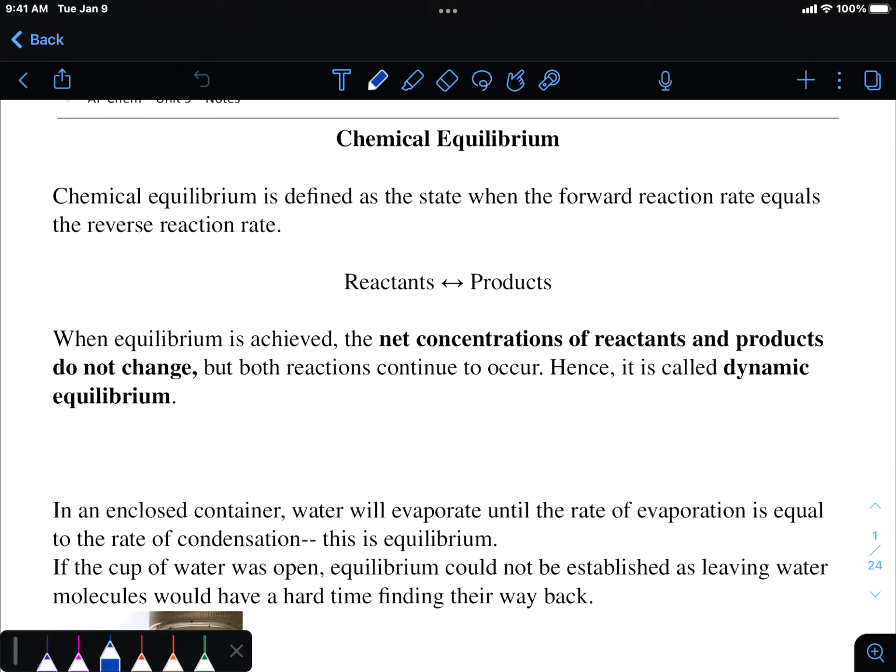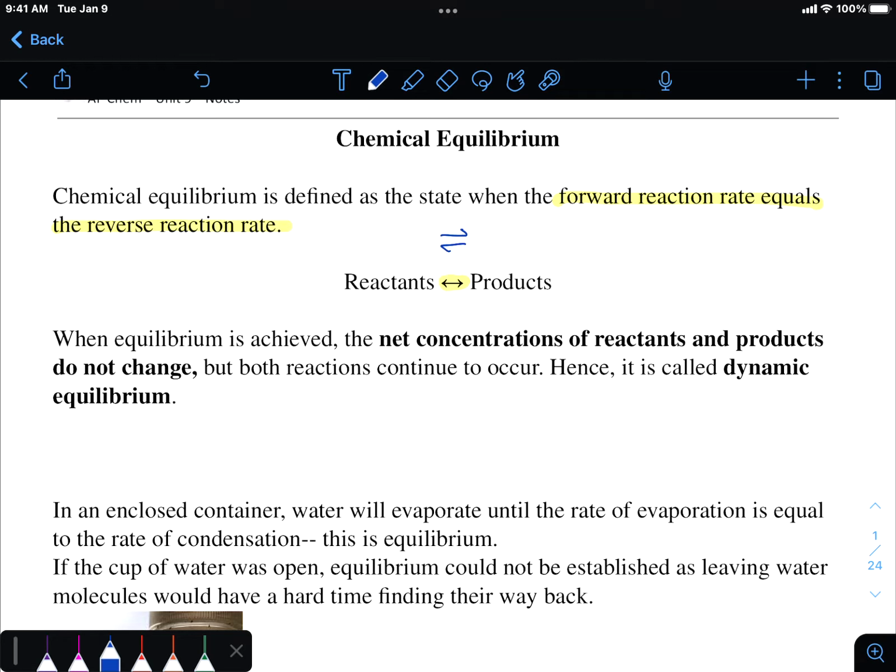Equilibrium is defined as the state when the forward reaction rate equals the reverse reaction rate. Right? So, reactions that are capable of equilibrium are often noted with a two-way arrow like that, double arrow. Sometimes the arrow is written this way, right?